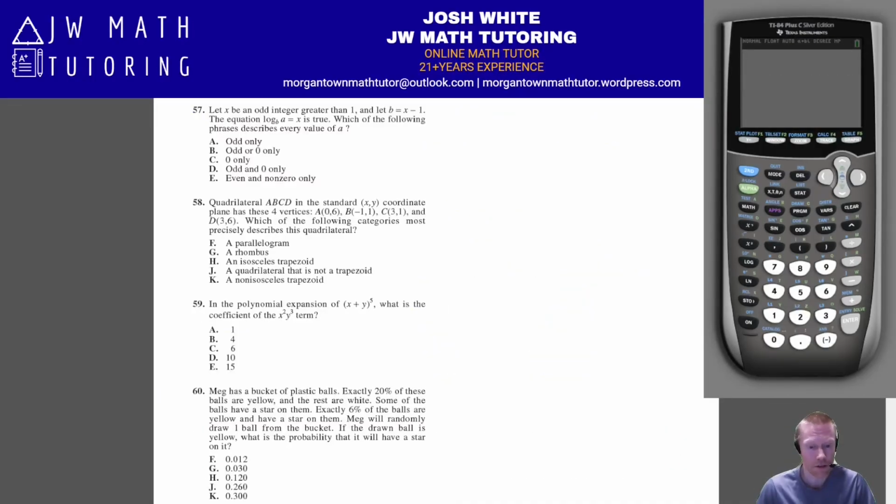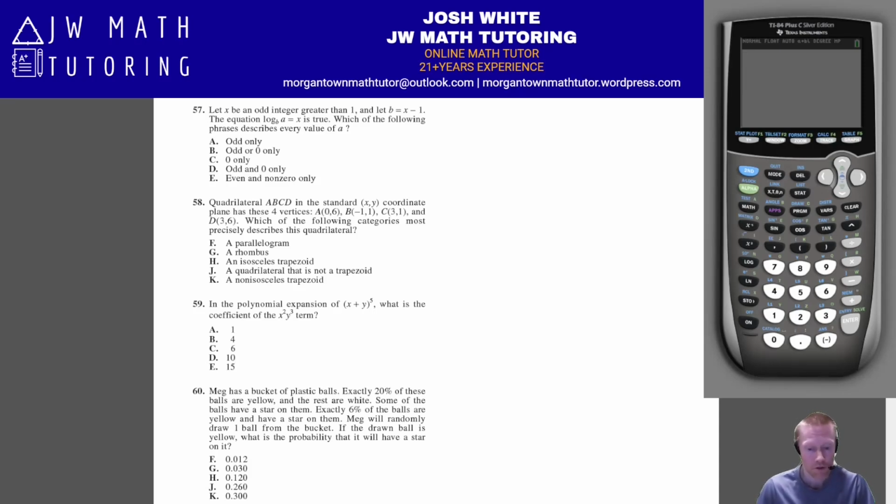Here, the strategy that I would use is picking numbers. So they tell you x is an odd integer greater than 1, and they tell you that b is equal to x minus 1, and then they give you some equation, which you have to use to figure out what the value of a is.